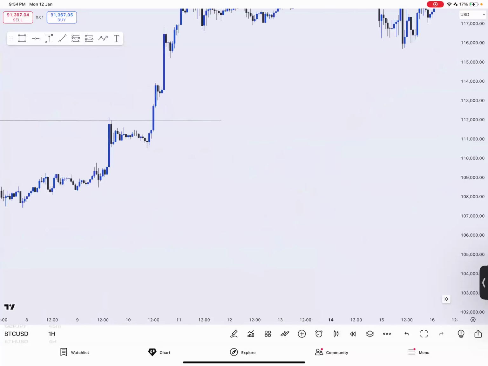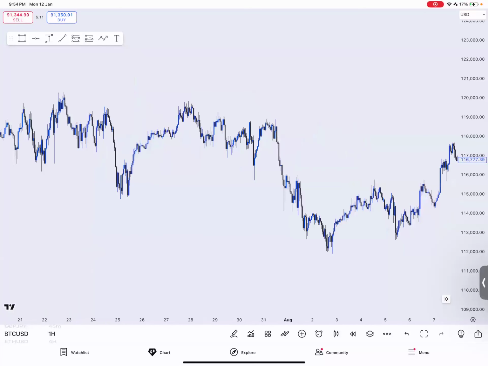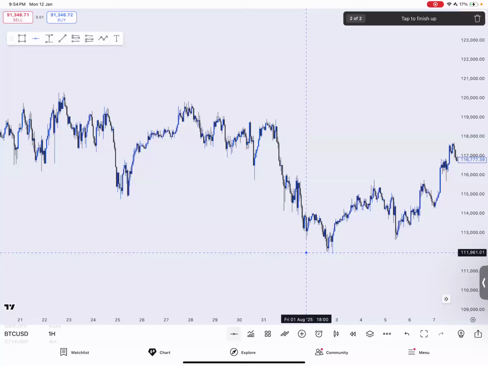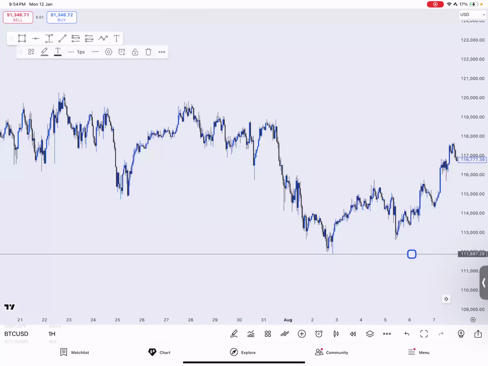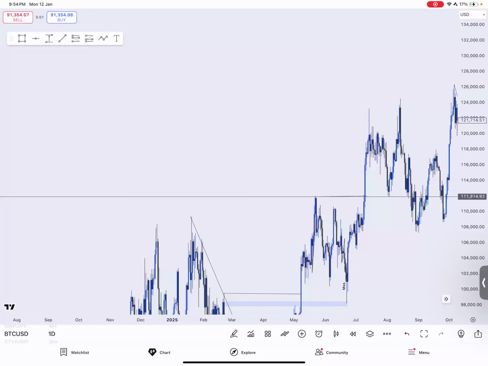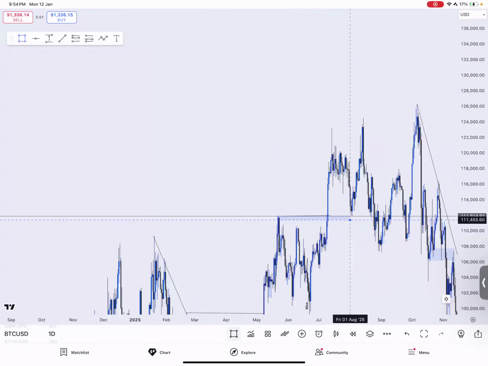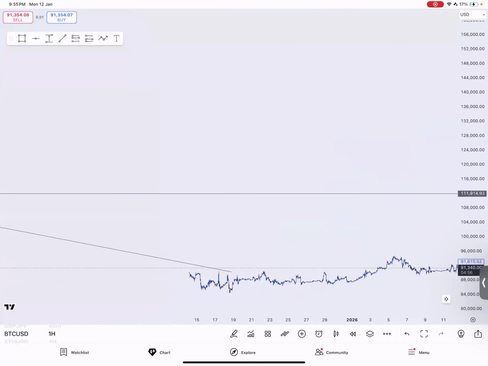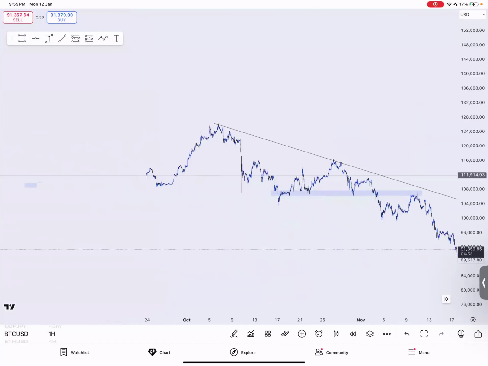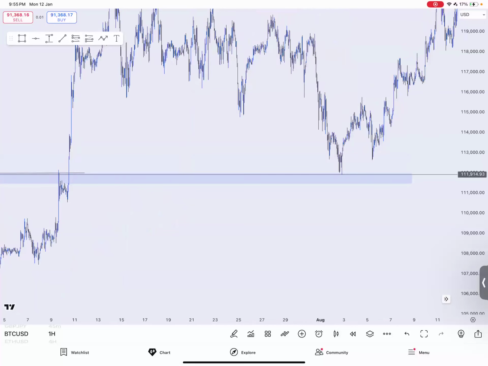Let's go to the second zone. The second zone is here, which is this daily time frame breaker as well. So that daily time frame breaker there, that's the zone. So let's go to the chart and observe.